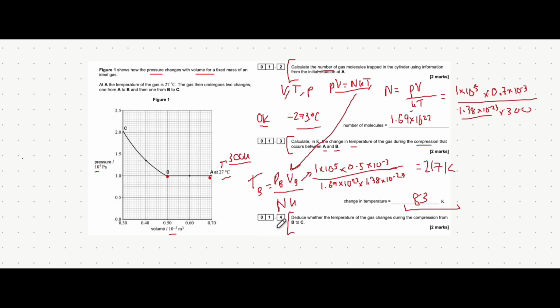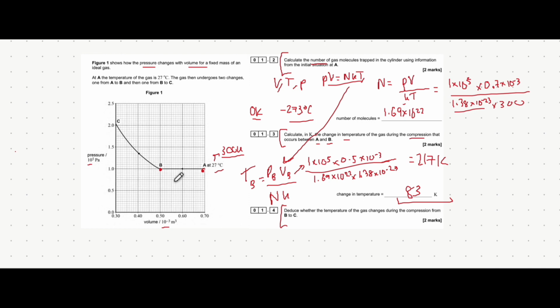So let's now move on to part 4. It says deduce whether the temperature of the gas changes during compression from B to C. So now we'll focus on this section of the graph. Well, let's think about it. If the temperature is constant, because this is an ideal gas, then Boyle's law should be valid. So if we prove that Boyle's law is valid, that proves that temperature is constant.